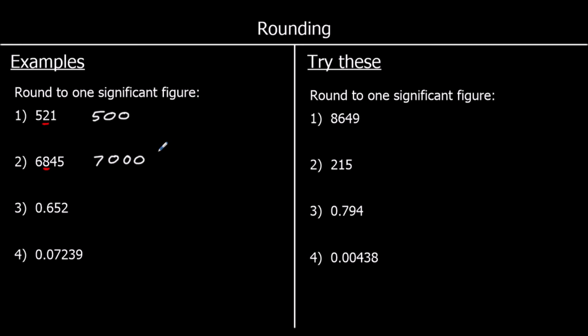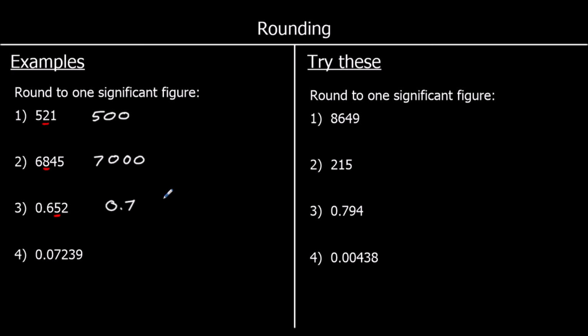Question 3. The first non-zero number is the 6. So we look at the digit after it. Is it 5 or above? Yes, it is. So round up. So we've got 6 tenths. We're rounding up. It's going to be 7 tenths.